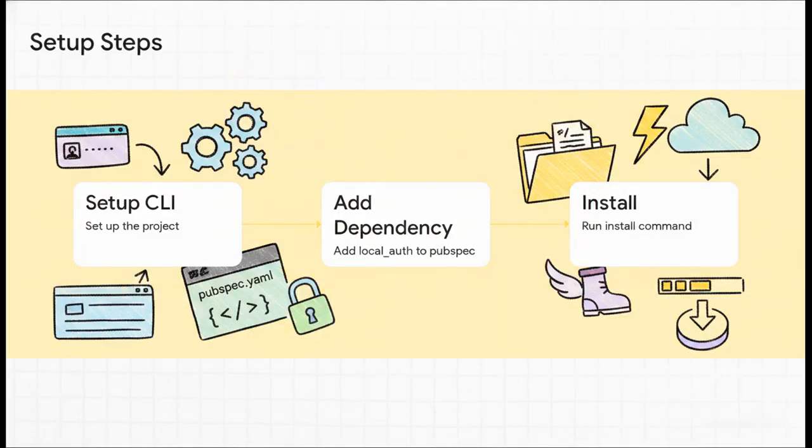Getting this setup is super straightforward. If you're familiar with Flutter at all, these are just your standard prerequisites. First, you set up your project using the Flutter CLI. Second, you open up your pubspec.yaml file and drop in that local auth dependency. And third, you just run your installation command to fetch the package. You have to have these basics in place before we can start writing any custom authentication logic.